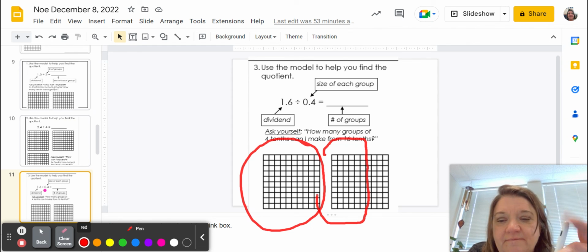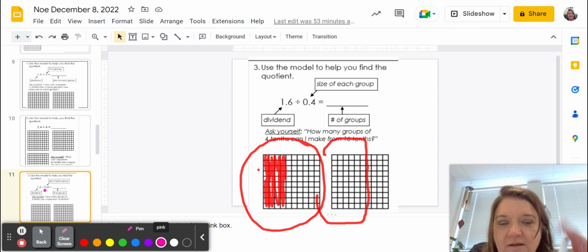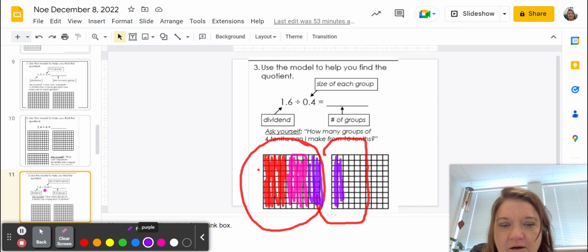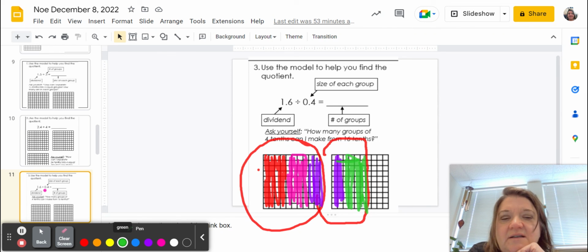So let's see. There's 1, 2, 3, 4, one group of 4/10. There's 1, 2, 3, 4, another group of 4/10. 1, 2, 3, 4, another group of 4/10. And then 1, 2, 3, 4, another group of 4/10. So if I have 1 and 6/10 divided into groups of 4/10, I have 4 groups. See? 1 group, 2 groups, 3 groups, and 4 groups.